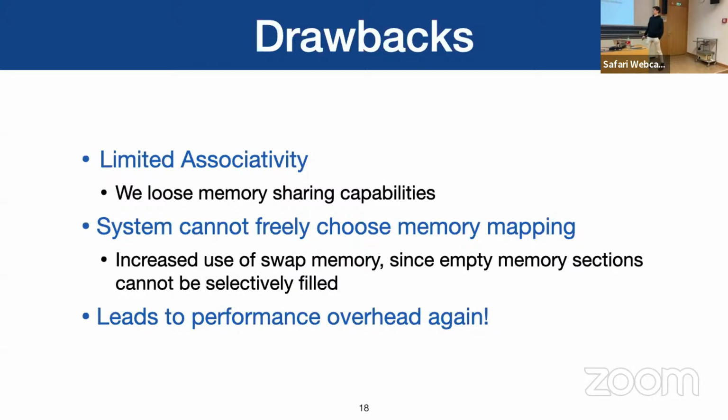Well, the limited associativity makes us lose some of the core VM features actually, because how can we do data sharing if we cannot choose our mapping? So data sharing with page tables is enabled by letting one process store a different virtual address that maps to the same physical address as another process, but now we cannot freely choose anymore which physical address we want to map to, so we lose data sharing.